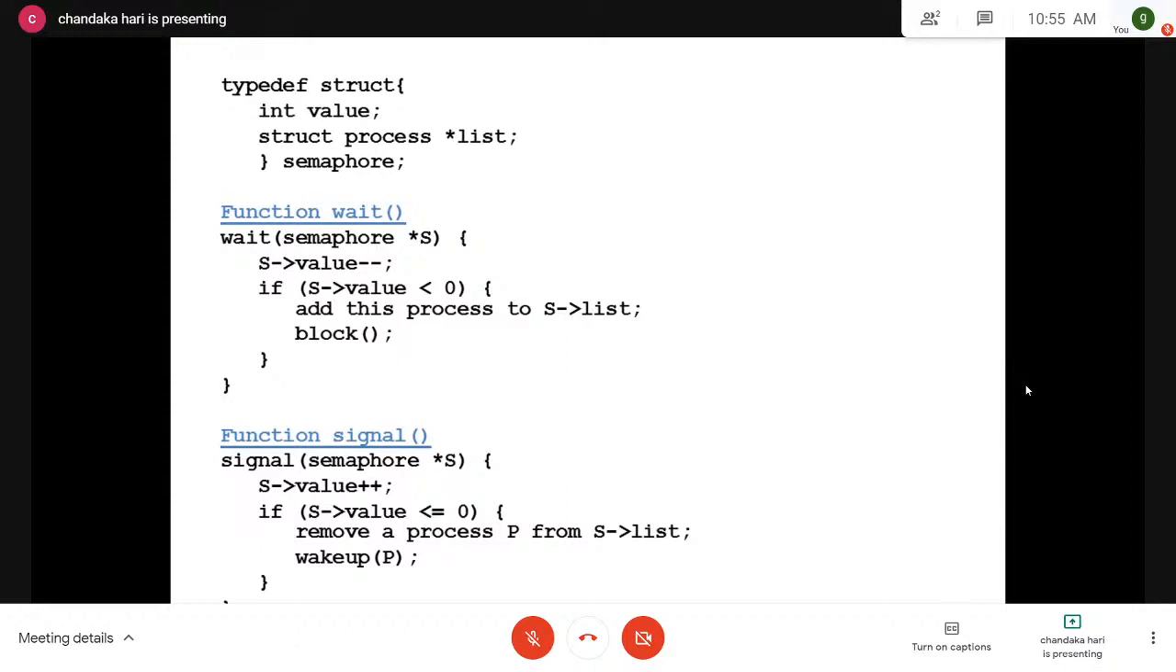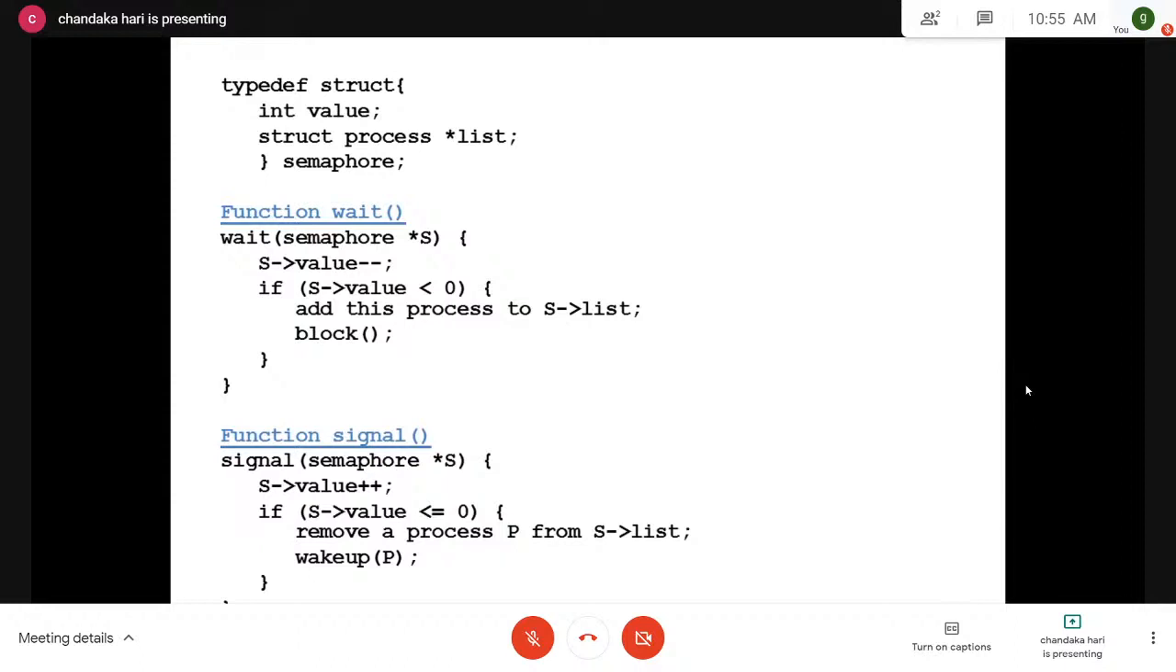First process P1 makes a requisition for the semaphore variable S. Immediately S value is S minus minus. That implies 1 minus minus becomes 0. Is 0 less than 0? No. That process is going to enter the critical section. Suppose, after entering the critical section, process P2 makes a requisition for semaphore variable S by using the system call wait S. Now the semaphore value is 0.